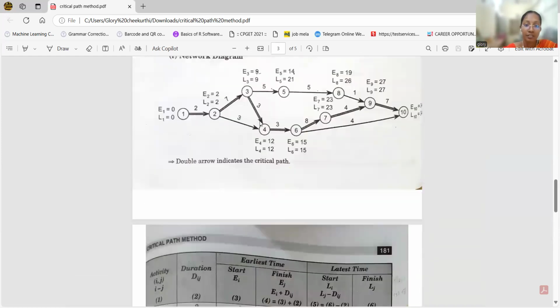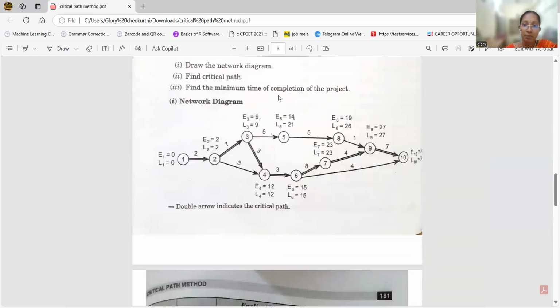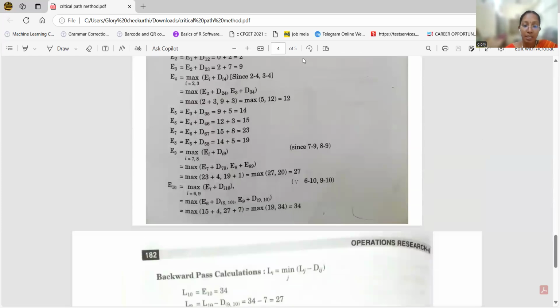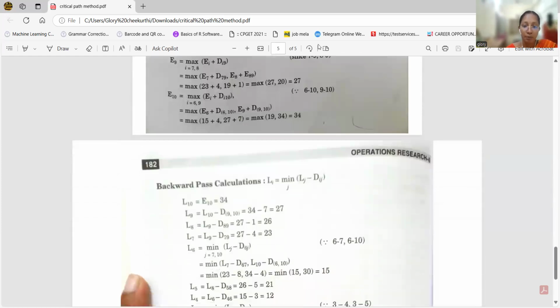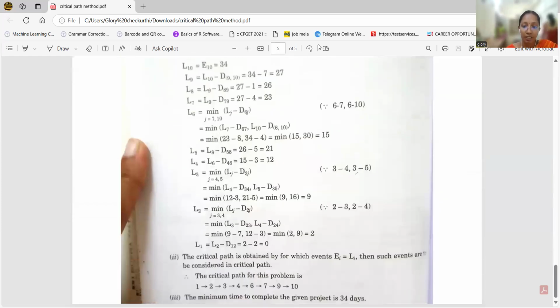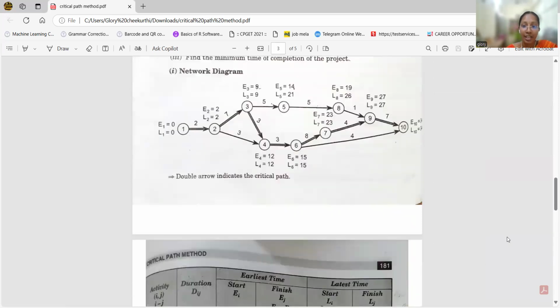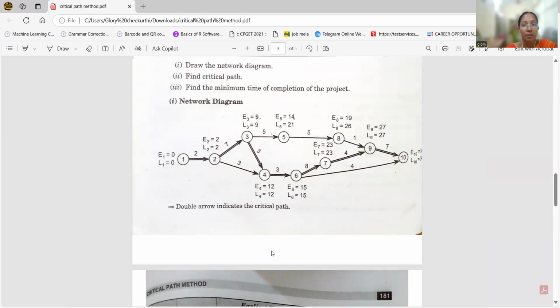So the third one is find the minimum time of completion of the project. This minimum completion of the project is 34 days, where the last node has E10 and L10. We have the completion of the project.